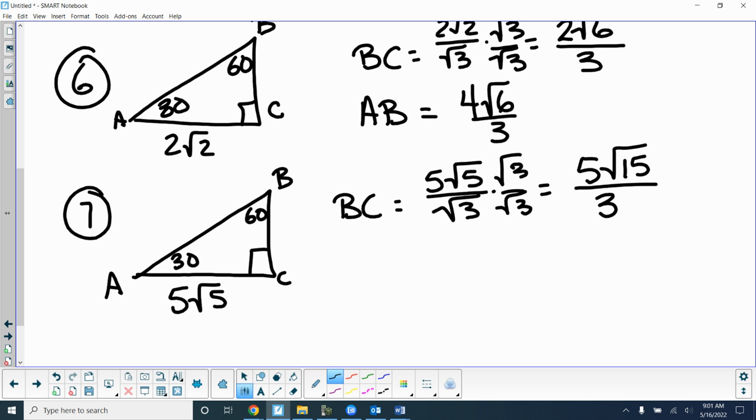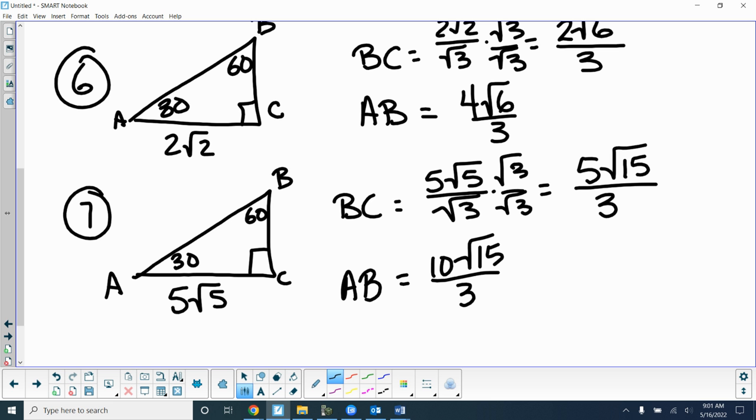So Landry, what's AB now? If BC is 5 radical 15 over 3, what's AB? This went from 2 radical 6 to 4 radical 6. This is 10, yeah. 10 radical 15 over 3. Just double that 5. Okay? Questions?